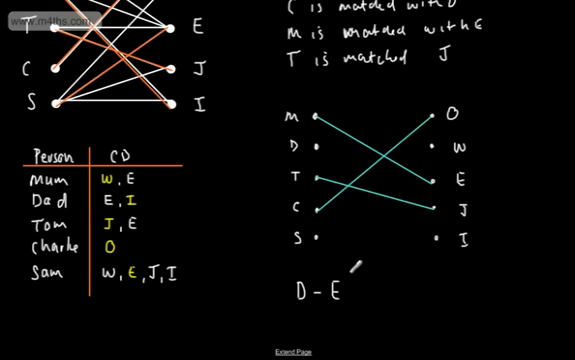Now, at the moment, Mum is matched with E. So we can see that Mum is matched with E, so we'll put that there. Now, let's look at her list. She can be matched with W or E. So what I'm going to do from here is say that now she could be matched with the W. So here is an alternating path.